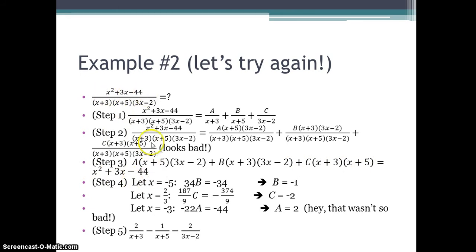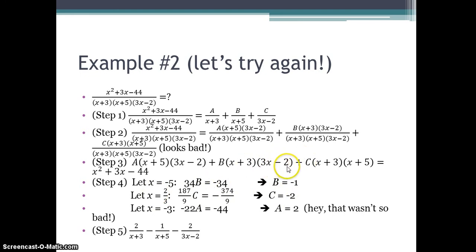Well, now that we have our technique of setting each factor equal to 0, we actually can get this to go pretty quickly. If, for example, we set x equal to negative 5 at first, the only thing that's not affected is the part with the b. And when we plug in negative 5, we end up getting 34b is equal to negative 34, and b is negative 1.